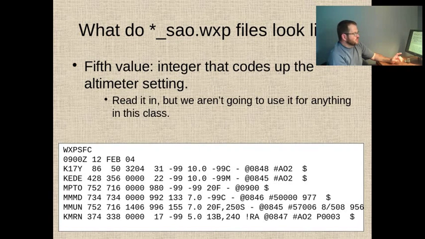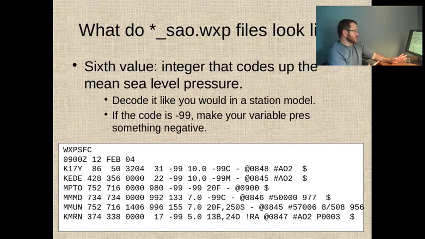The fifth value is the altimeter setting. If you don't know what an altimeter setting is, it is a little bit different from sea level pressure. For now, let's not worry about that. Read that number, call it altimeter setting or something, but don't decode it or worry about it. We're not going to use it for anything.